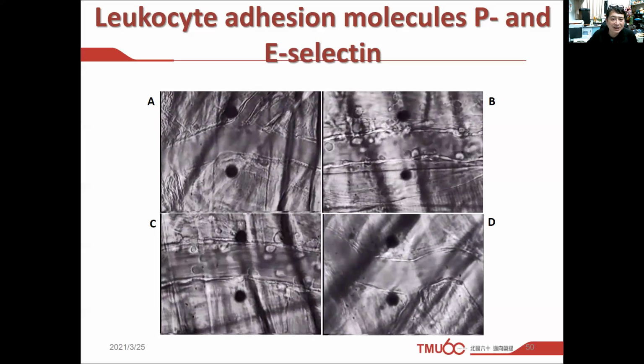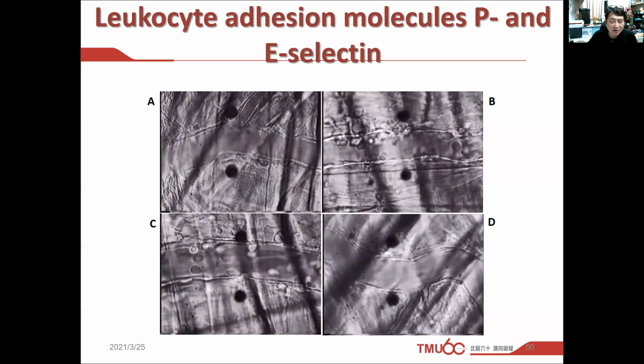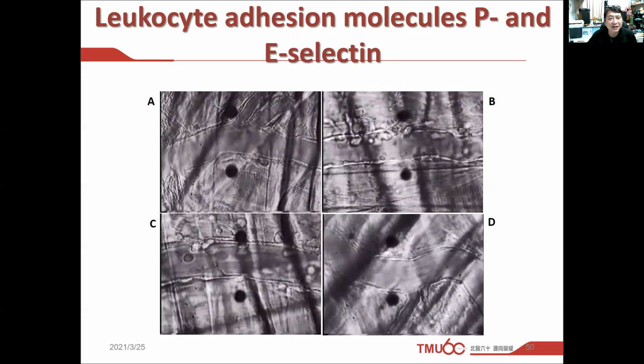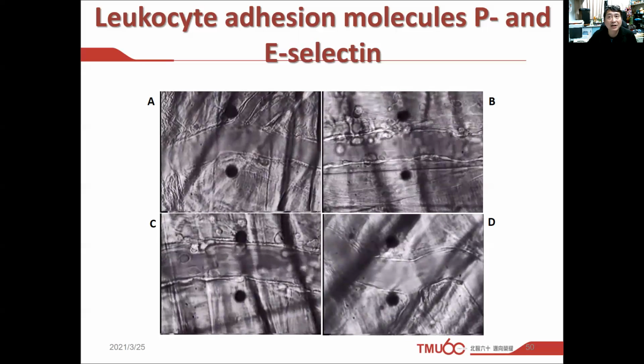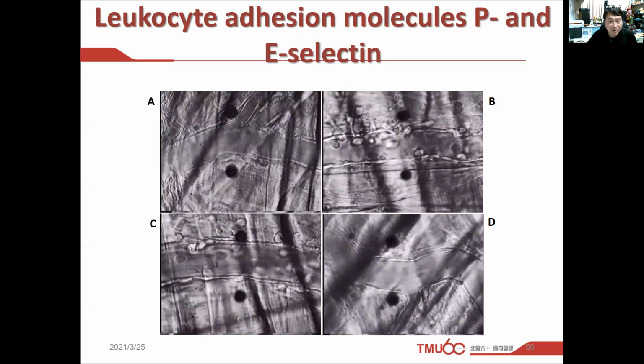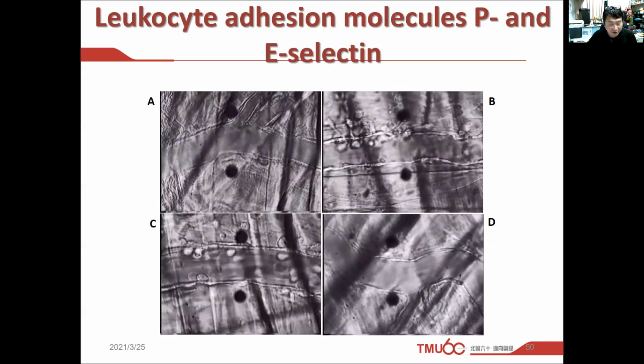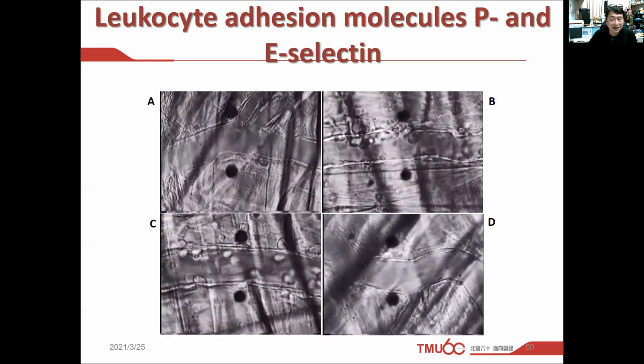You can see that no leukocyte rolling was observed in these two venules. Okay, and it suggests that these surgeons are very good. They did not induce a lot of inflammatory stimuli or activate a lot of adhesion molecules. So it's very clean.